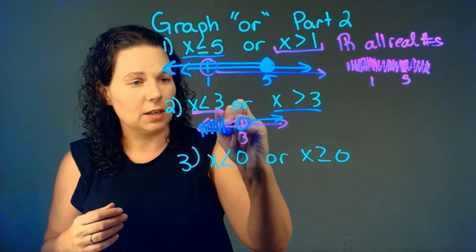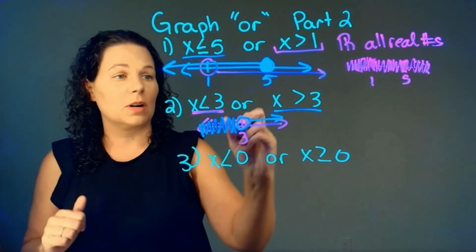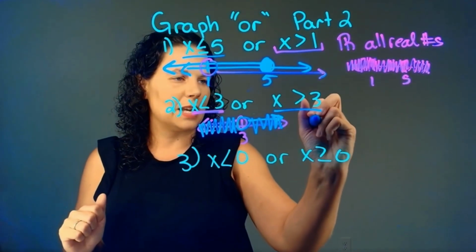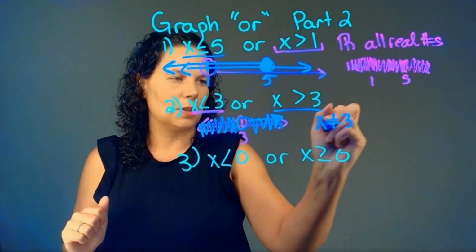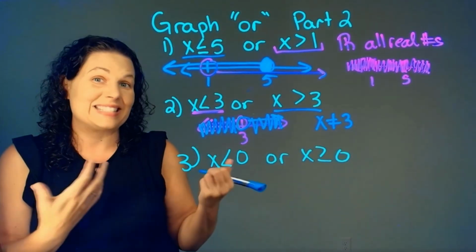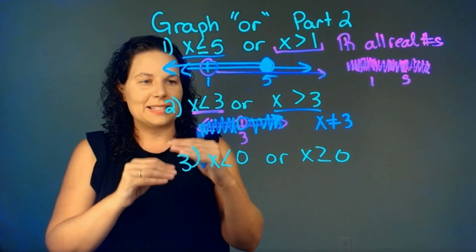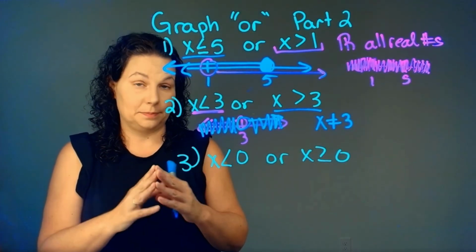I shaded over here. I did not shade 3 on either one of them, and I shaded over greater than 3. So you could say this is x does not equal 3. All real numbers except 3. That's another way to say it. The only place that did not get shaded was that 3.